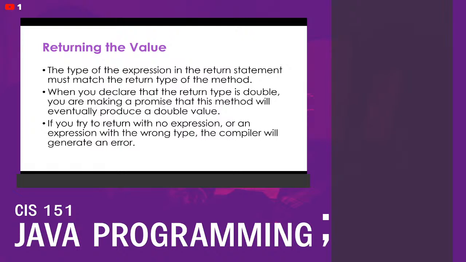If you declare that the return type is a string, when it gets to that return statement, it better be getting a string. If you declare that the return type is going to be an integer, when it gets to that return statement, you better be giving it an integer, because that's what it's looking for. That's what it's expecting. If it doesn't get what it's expecting, it's going to get confused. It's going to get upset. It's going to throw an error, which is less than ideal.